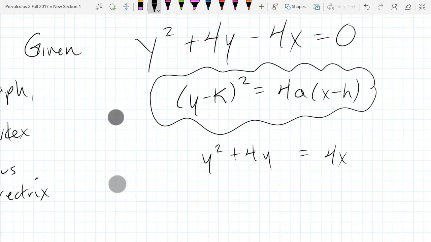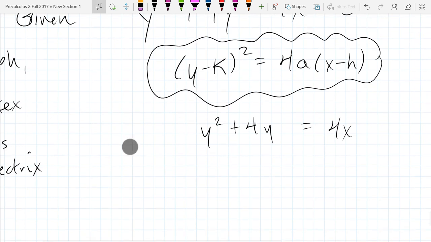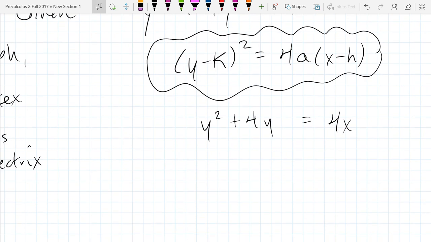How do I make y appear only once? What algebraic technique can I use? So it would be y minus 2, or y plus 2. What am I doing? It's called complete the square. So we're completing the square on the y's.